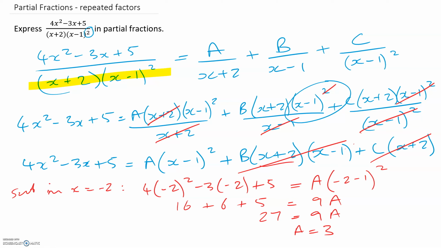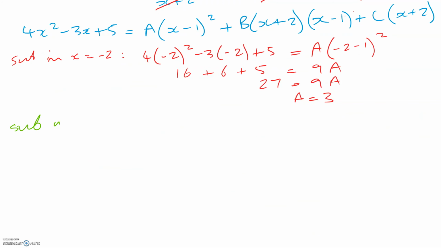I think now it's probably a good idea to substitute in plus 1, and then we'll be able to work out what c is. Okay, so if we sub in x equals plus 1, the good thing about that is this would all cancel, this would all cancel because this is 0 and this is 0, and we'll be able to work out what c is.